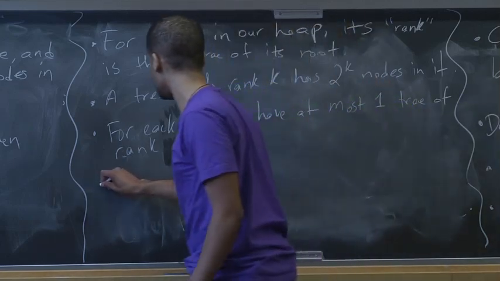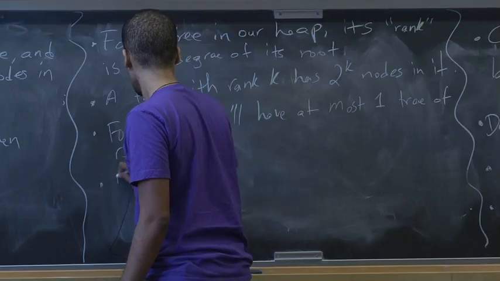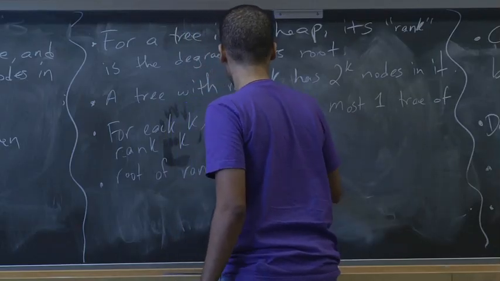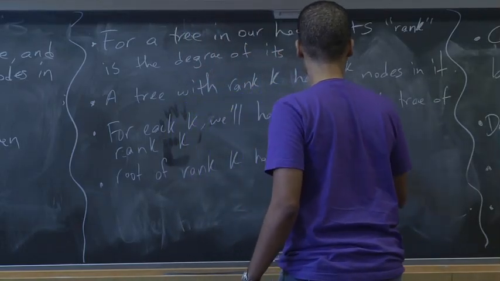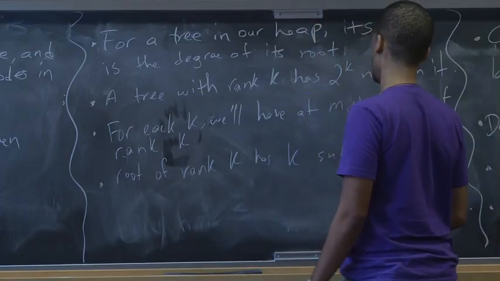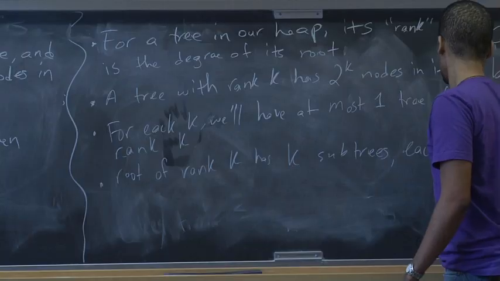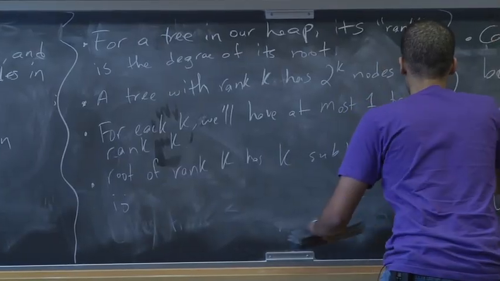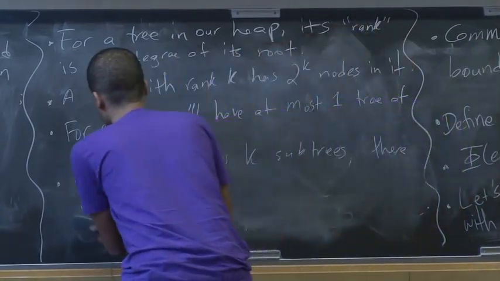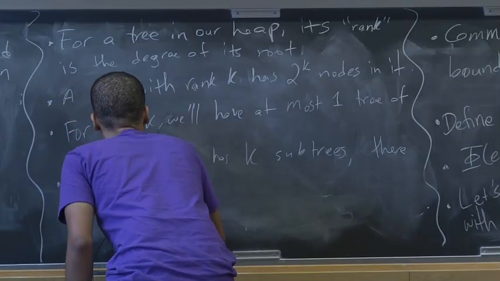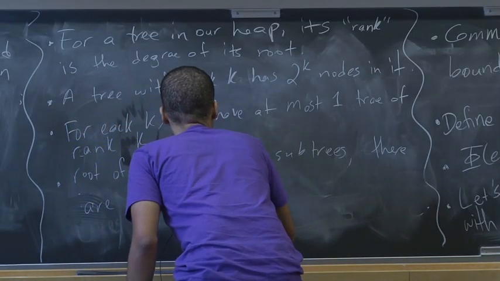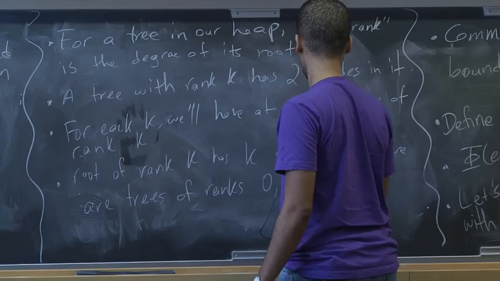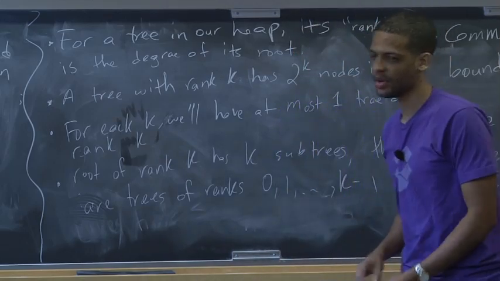Also, the root of a rank k tree has k subtrees, and these are trees of ranks 0, 1, up to k minus 1. Okay, so let's just draw a picture.